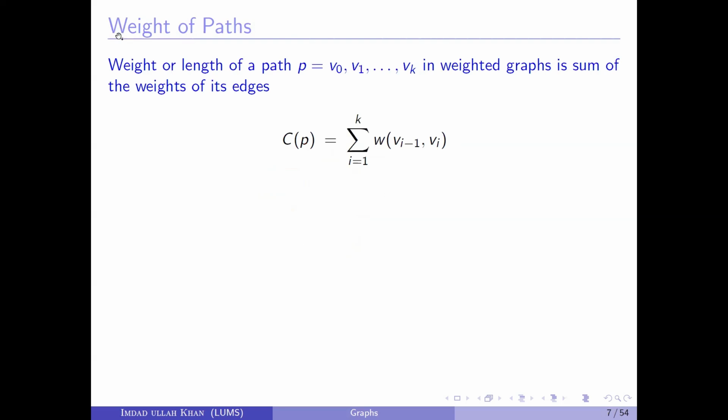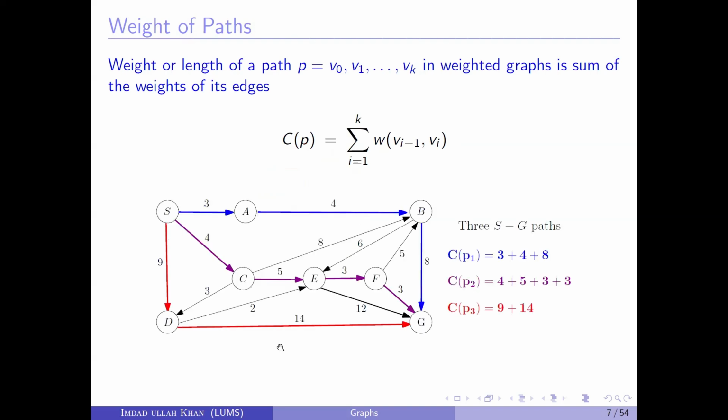If you find the different paths from one location to another, the weight of a path is the sum of the weights of the edges which are part of that path. That will give us a weight. For example, in this graph, from S, the start, to G, the goal, there are different paths. Over here we have colored three paths: the blue one, the purple one, and the red one.